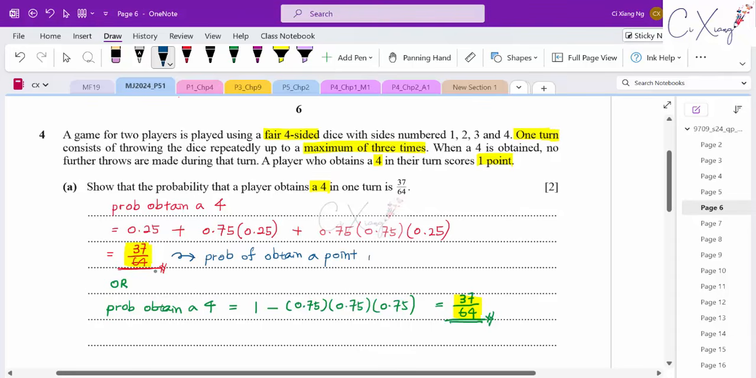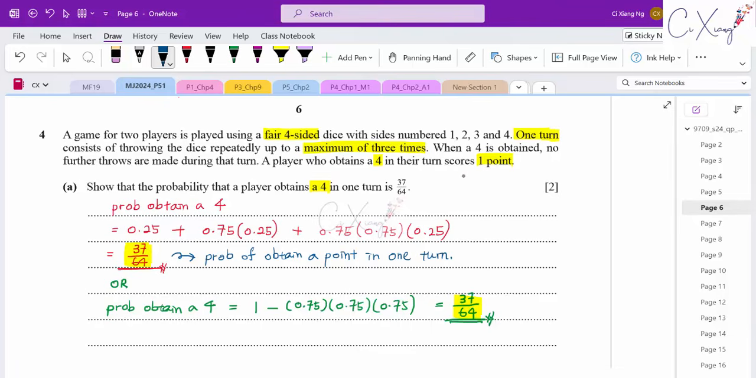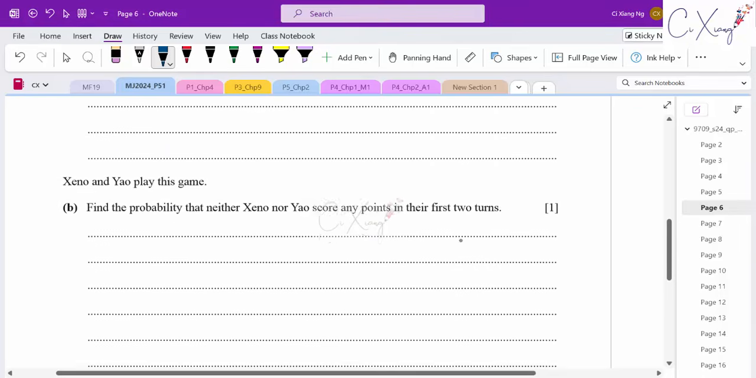A point in 1 turn. Okay, because in this question they have already mentioned that when you get a 4, you will score a point. You will score 1 point in the turn. So this is also the probability of obtaining a point in 1 turn. What I need to emphasize here, because we will need to use this in the next part. Okay, let's proceed to part B.